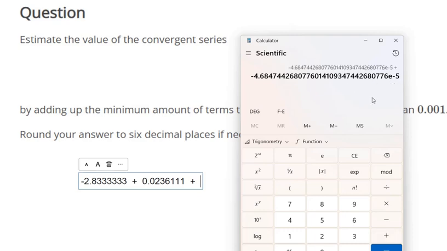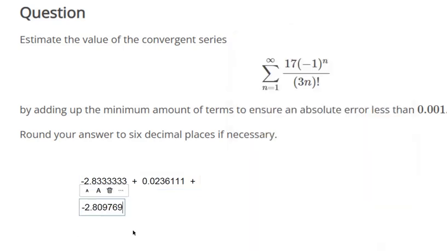If I add this, and then subtract this because it's negative, 1, 2, 3, 4, 5, 6. That's the 6th decimal place. Because luckily, the terms get so small so fast we don't have to do too many.